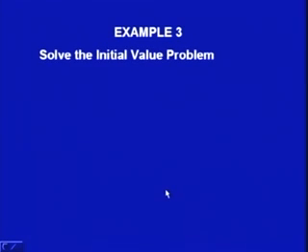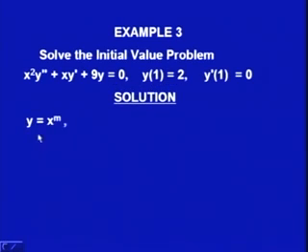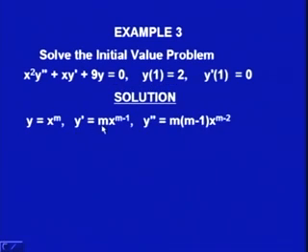Solve the initial value problem x squared y double dash plus 4x times y dash plus 9y is equal to 0 with initial conditions y at 1 is equal to 2 and y dash at 1 is equal to 0. So, first we will solve this equation again by the same method, that is y is equal to x to the power m, y dash as m times x to the power m minus 1, y double dash as m times m minus 1 times x to the power m minus 2.